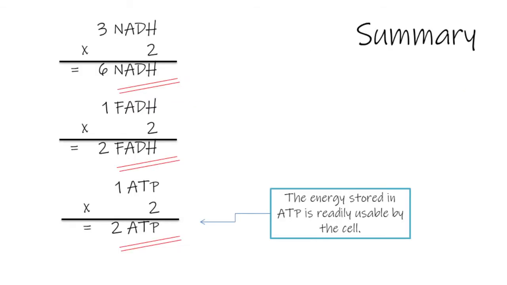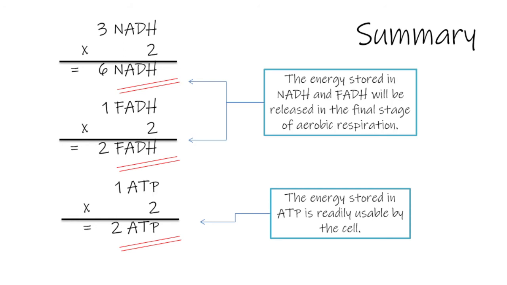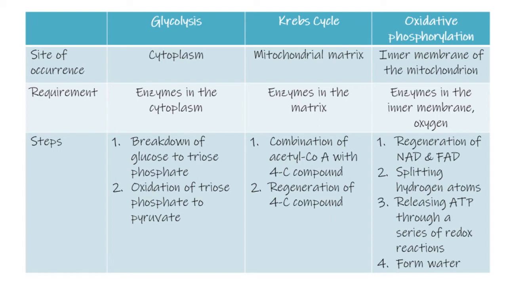The ATP, NADH, and FADH formed store the chemical energy of glucose. The energy stored in ATP is readily usable by the cell. The energy stored in NADH and FADH will be released in the final stage of aerobic respiration. The final stage of aerobic respiration occurs on the inner membrane of the mitochondrion. It is called oxidative phosphorylation because the energy for forming ATP by phosphorylation comes from oxidation of NADH and FADH.